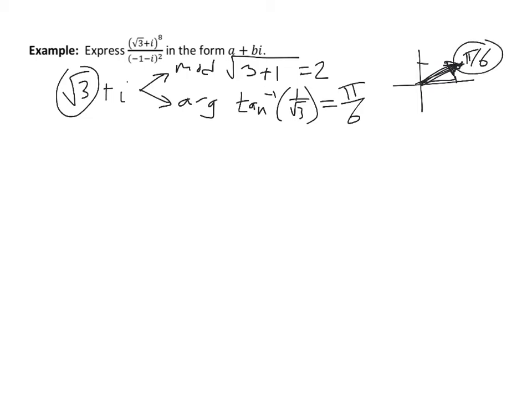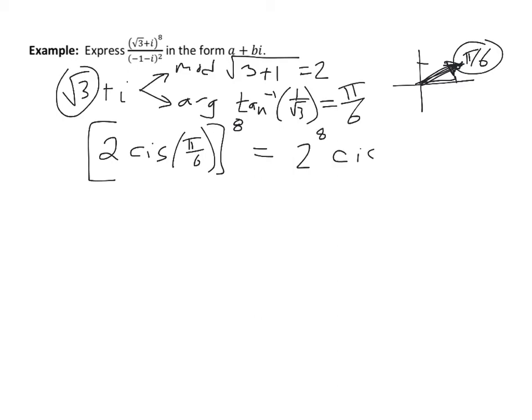Great. So this thing here is 2 cis pi over 6, and I'm being asked to raise that to the 8th power. De Moivre's Theorem lets me make this 2 to the 8th cis, and then I multiply the argument by 8, so this is going to be 8 pi over 6. So we've already simplified the numerator. Now, I could expand this, but I know that I'm going to want to use the properties of polar form. So I'm going to leave it in polar form and see how much is going to cancel down the line.